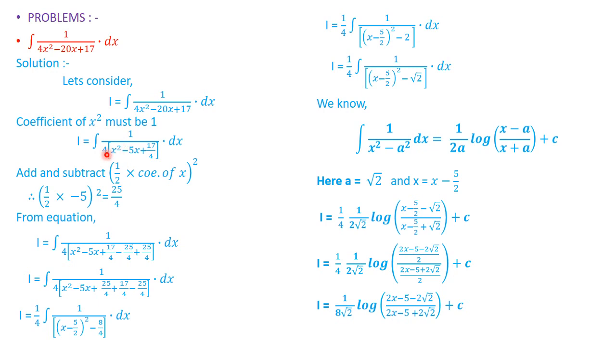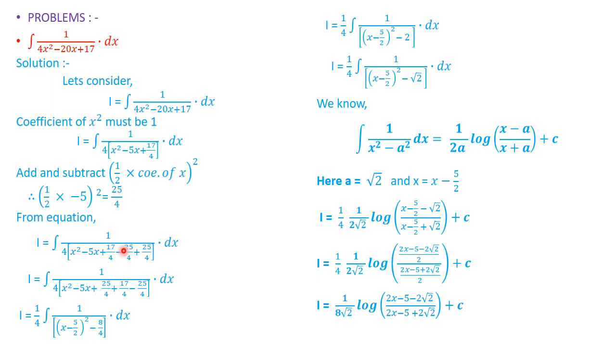When we take it as a multiple, then we have to divide the remaining terms here by 4. So 4 by 4 is 1, 20 by 4 is 5, it is minus, and 17 by 4. Now this is not in factorable form, this minus 5. So what we have to do? We have to add and subtract the third term.